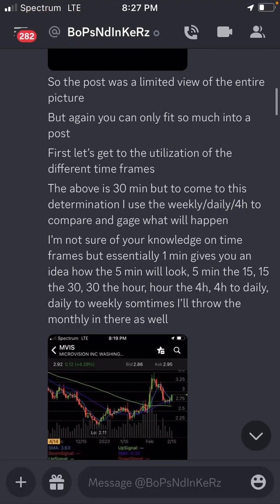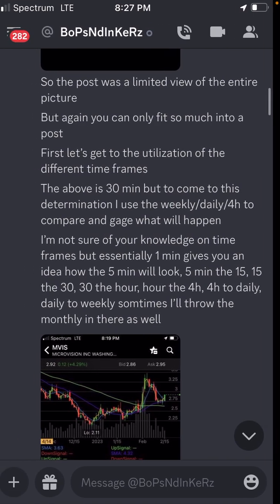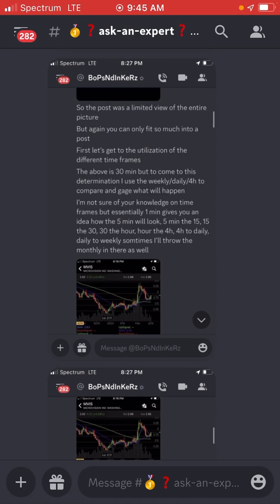The post was a limited view of the entire picture, but again, you can only fit so much into a post. First, let's get to the utilization of different time frames. The above is a 30-minute, but to come to this determination, I use the weekly, daily, and 4-hour to compare and gauge what will happen. Essentially, 1 minute gives you an idea of how the 5-minute will look, the 5-minute the 15, 15 to 30, 30 to the hour, hour to the 4-hour, 4-hour to daily, daily to weekly. Sometimes I'll throw in a monthly there as well. If that's not quite making sense yet, it might make more sense in just a moment.